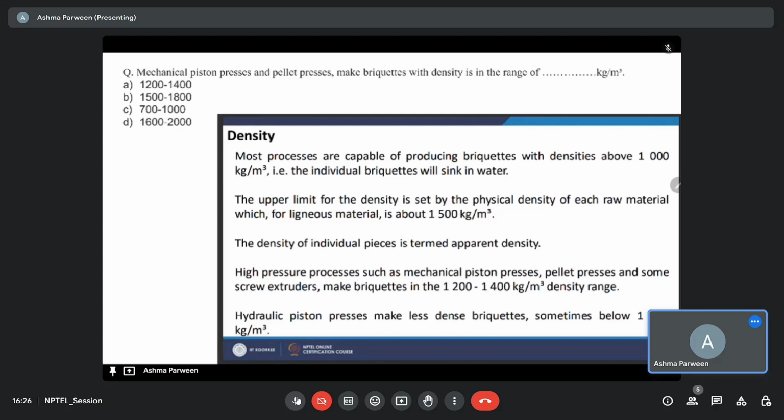So the correct answer is A. The mechanical piston presses make briquettes with density in the range of 1200 to 1400 kilograms per meter cube. We can see this in this point also, that high pressure processes such as mechanical piston presses make briquettes in the range of 1200 to 1400 kilograms per meter cube of density. So let's move to the next question. These are the direct statement questions from the slide. I have just added that slide with that question.